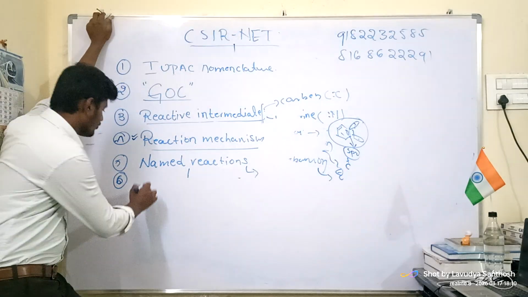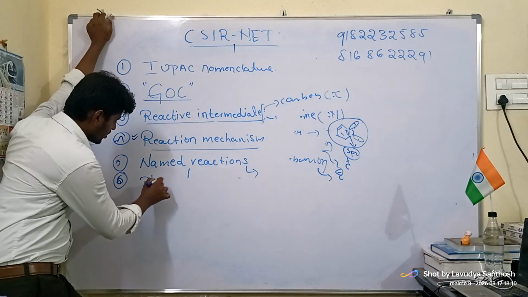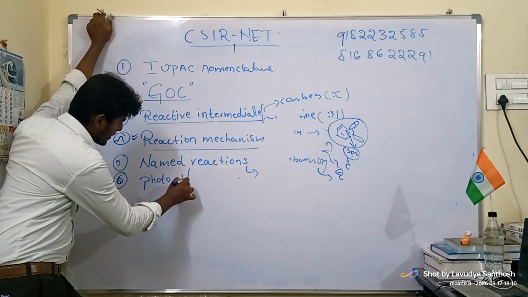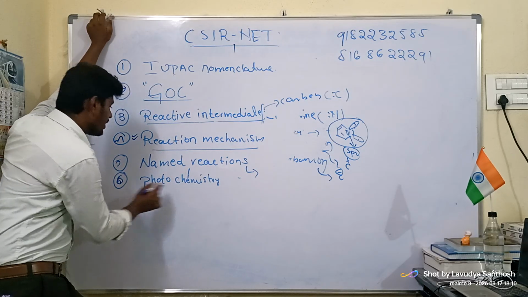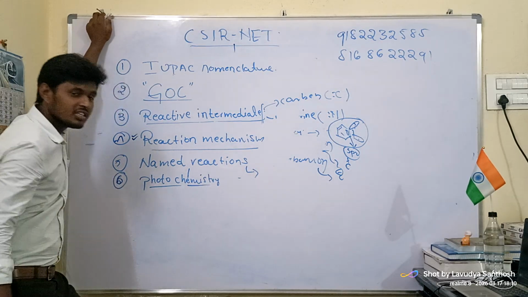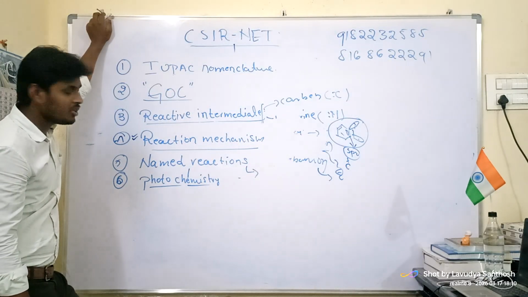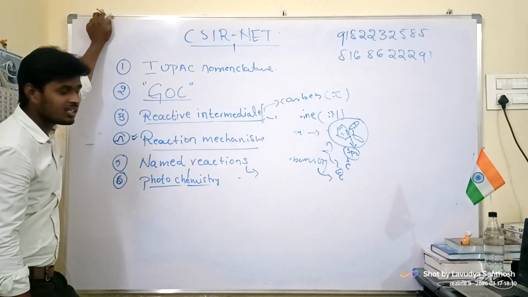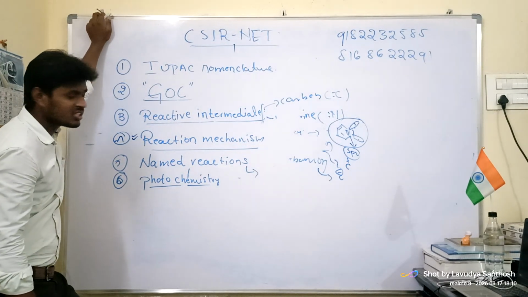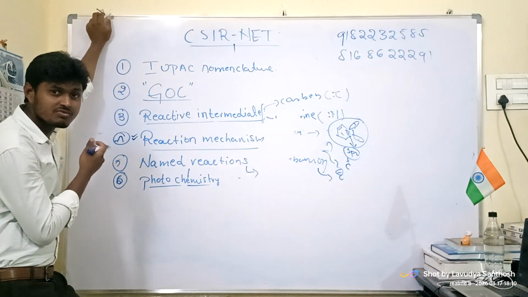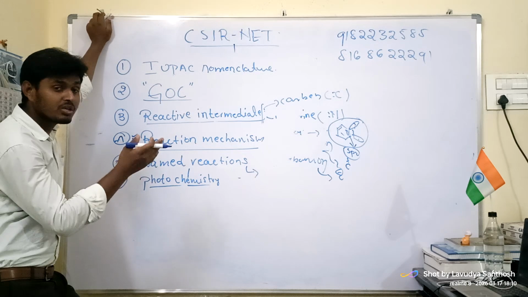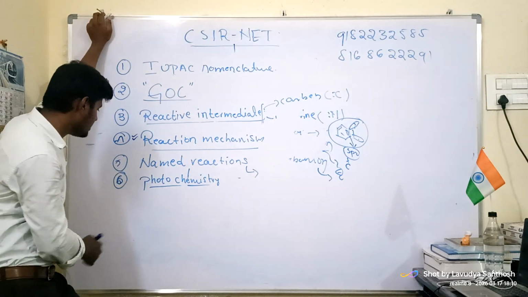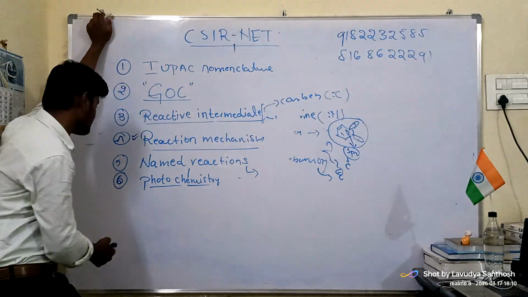Now, photochemistry. In photochemistry there is nothing much, only Norrish type 1 and Norrish type 2 reactions. From there we are getting so many questions, and the weightage can be around 8 marks. At least 2 questions can be from part B, and 1 question from part C. So at least 8 marks can be expected.